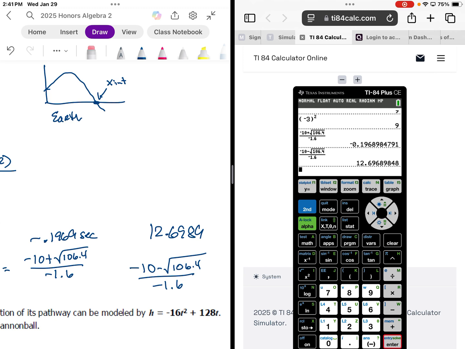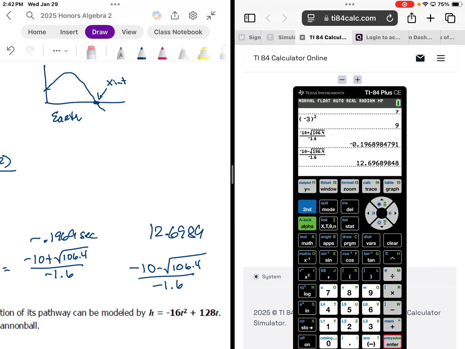Why is it not possible? It's negative time, which means going back in time. So the negative 1.9 or negative 0.196, I don't need because we can't go back in time. Okay, so I only need to worry about this as being my moon thing. It was in the air for 12.6 seconds, 12.7 seconds is how long it was in the air.